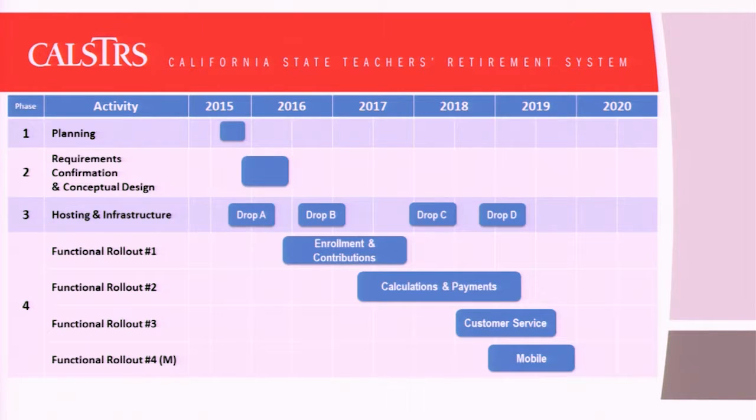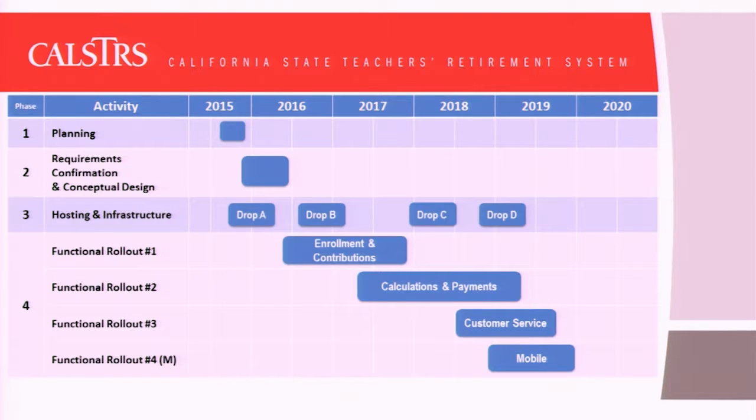What we're looking at right now is the rollout, the implementation. Again, we're not going with a big bang approach, but we are trying to do an incremental rollout, and we're following the life of a member. So what's planned to go in the first wave will be the active members: new teachers coming in, doing the enrollment, bringing them on, and their payroll contributions.